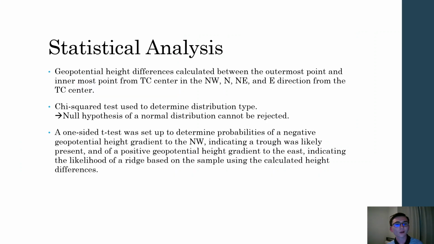So for some of the statistical analysis that was used, the geopotential height differences were calculated between the outermost point, that's the 5-degree point, and the innermost point, the 1-degree longitude or latitude point close to the center of the storm, in each one of those directions: northeast, north, northwest, east, again from the center of the storm. Now a chi-square test was used to determine the distribution type, and as of the test, the null hypothesis of a normal distribution could not be rejected, so we're assuming the distribution of average heights here was normal.